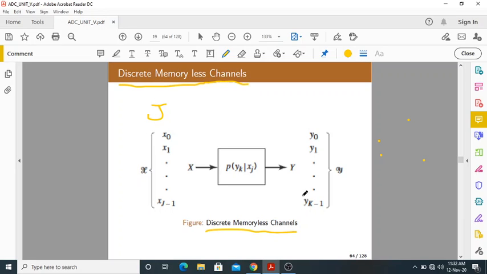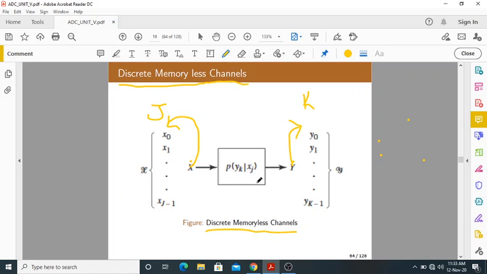Capital J. In the same way, the output symbol is capital Y. We call it the input alphabet. This is the output alphabet. Now the capital Y takes on how many values? Capital K values. What are they? Y0, Y1, so on, Yk minus 1. So the capital X takes on capital J values, these are those elements. Capital Y takes on capital K values, these are these values. So X0, X1, Xj minus 1, Y0, Y1, Yk minus 1.